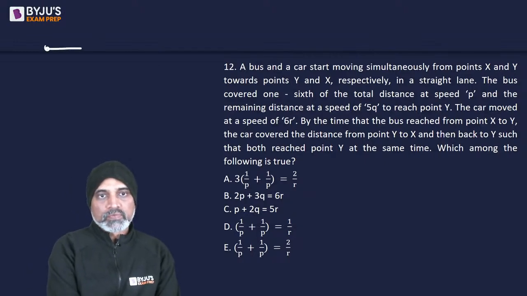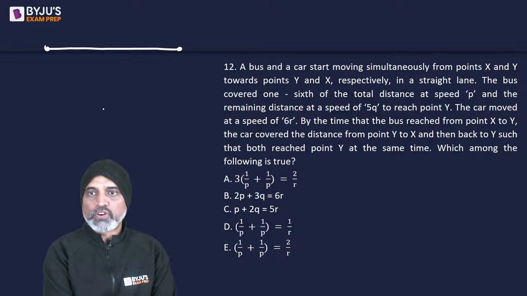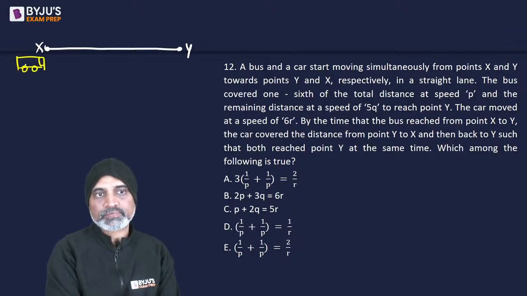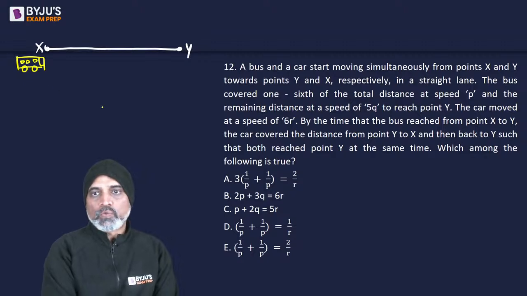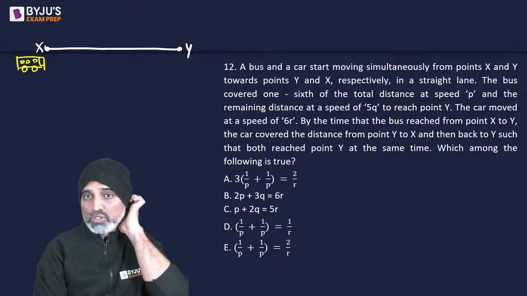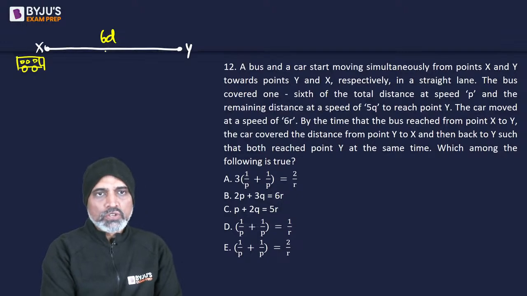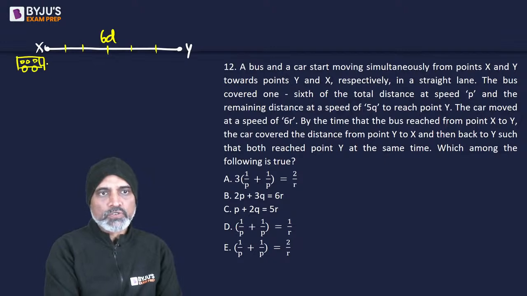So let's talk about, first of all, this point being X, this point being Y, and we are talking about a bus, right? So what happens is this bus covered 1/6 of the total distance. So let's say the total distance is D, or we can take 60. 60 ले लेते हैं. So 60 would mean divide the entire distance into 6 equal parts.